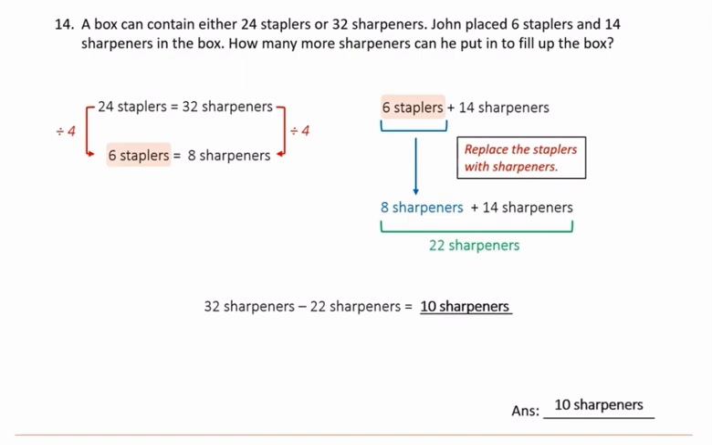Okay? Can you do corrections for those who didn't get it correct? Casey, do you understand this question? When I say I divide by 4, because I can actually find out from 24 how many sharpeners, I can find 6 staplers.